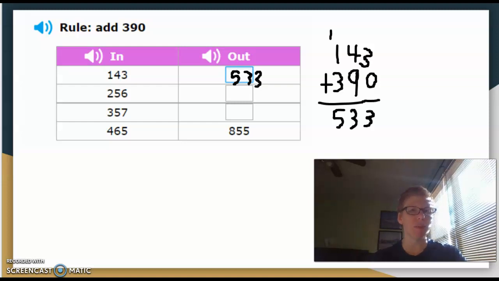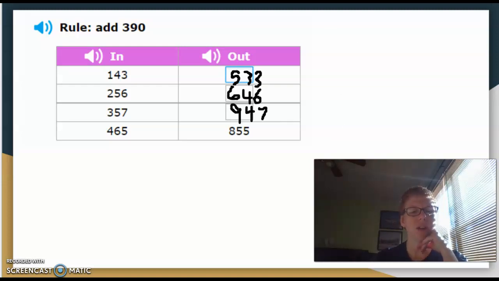Now, you don't need to watch me do that with all of these numbers, but I want you to practice it. So if you don't have a pencil, paper, dry erase board marker, whatever, go grab it now. And I want you to practice adding 390 to 256, and then add 390 to 357, and we'll compare our answers. I'm going to pause the video and go do that now. All right, I've gone through and I have added 390 to 256, and then added 390 to 357, and my answer was 646 and 947. So if you did not get those answers, go back and double check your work.